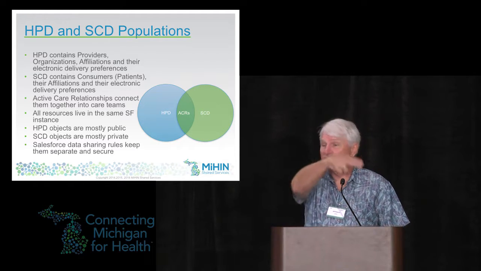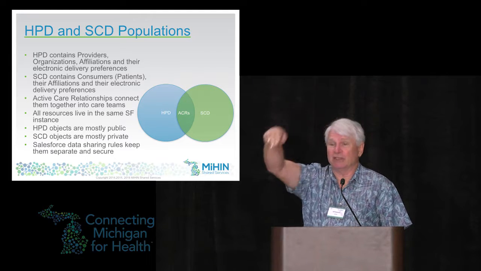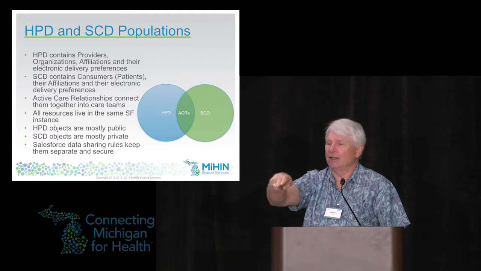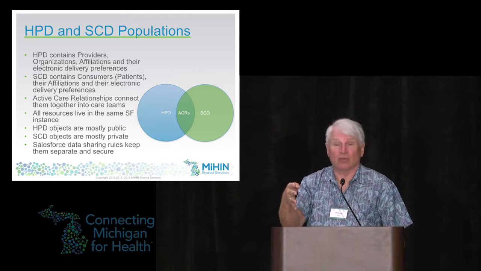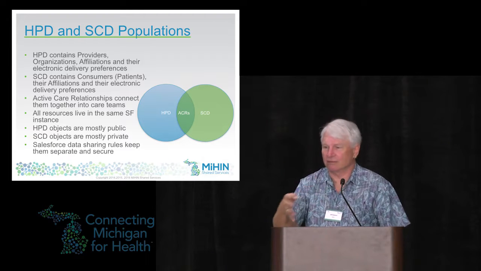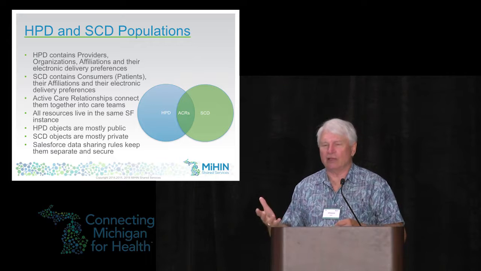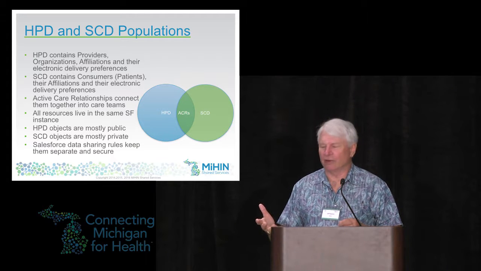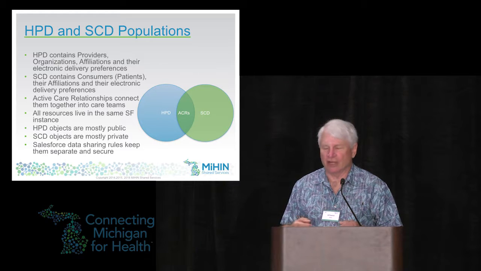For example, when a transition of care message comes into the transition of care service because a hospital sends an ADT to MiHIN, and MiHIN goes into the active care relationship service. You've seen this, right? We've walked through these things, and other people have. They look up the delivery preferences in the health provider directory, and they get this information out of the HPD.